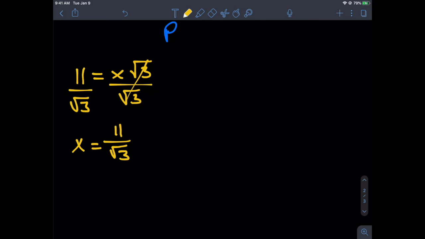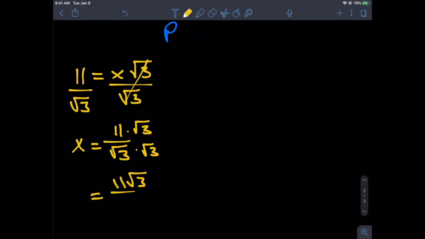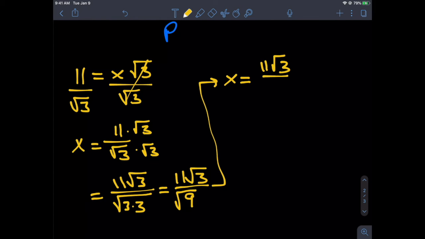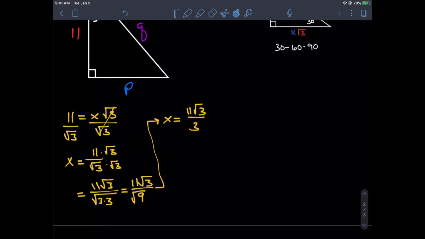Again, we want to rationalize, so we'll multiply the top and the bottom of each of these by the square root in the denominator, the square root of 3. This is going to in turn give us 11 times the square root of 3 over the square root of 3 times 3. And this becomes 11 radical 3 over the square root of 9, keep in mind. And this means that x is going to have a final value of 11 times the square root of 3 over just plain regular 3.